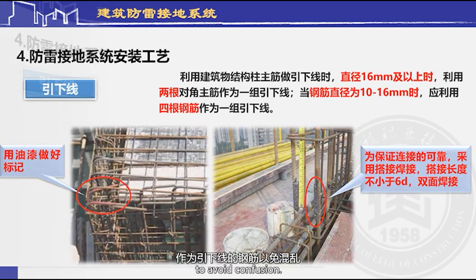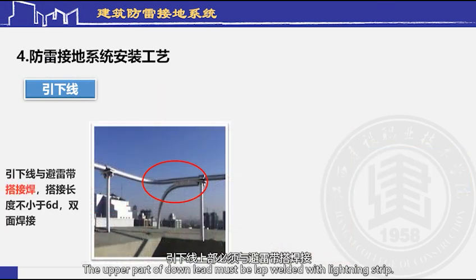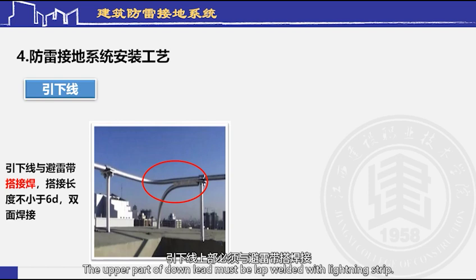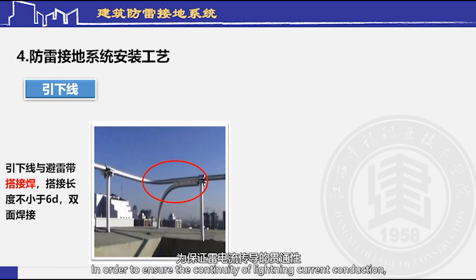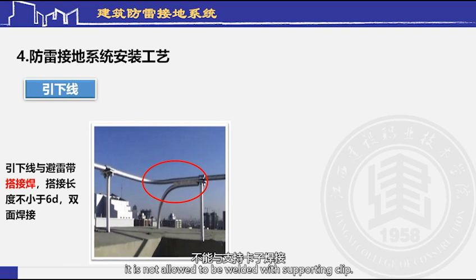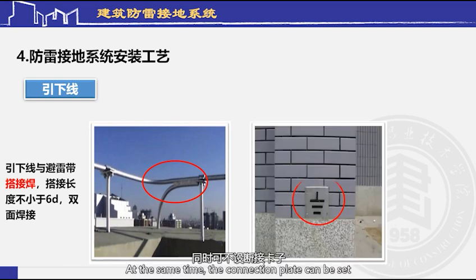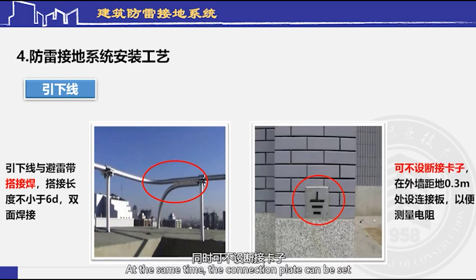To avoid confusion, the upper part of the down lead must be lap welded with the lightning strip. In order to ensure the continuity of lightning current conduction, it is not allowed to be welded with a supporting clip. At the same time, the connection plate can be set at the outer wall 0.3 meter away from the ground to measure the resistance without disconnecting the clamp.